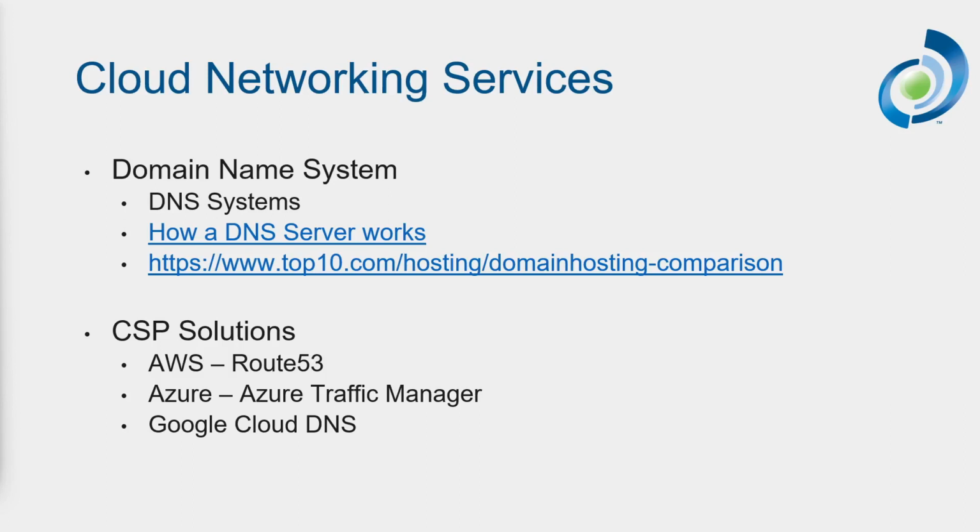So that is the reason that this is in the networking chapter, and is a very, very important component of what we can do with our networking elements. So then some of the different CSP solutions, again, every one of the CSPs has a different name for this, and they actually perform slightly different functions depending on what they do, but at a bare minimum, they perform the function of domain system. So you have AWS, which is Route 53, Azure, which is Azure Traffic Manager, and then Google has one called Google Cloud DNS.